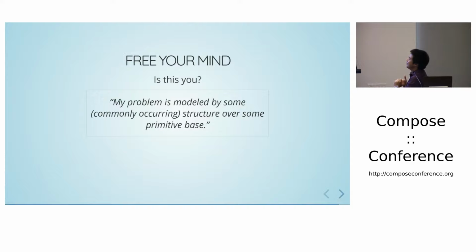So my problem is modeled by some commonly occurring structure over some primitive base. My problem here is really well modeled somehow by the alternative type class over some primitive character type. This is our perfect thing. This happens a lot in Haskell, and it's all about seeing it in this way. So the next time you have a problem that is modeled by some structure over some base, try thinking about what this common structure is and seeing if there's a free structure.